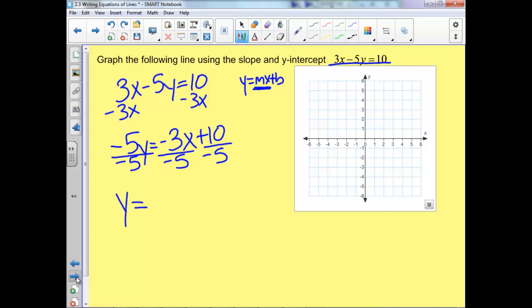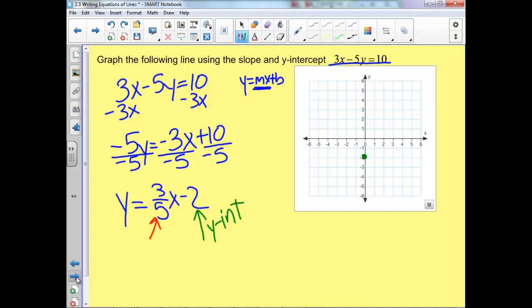For our x's, those negatives will cancel, so we're left with 3/5 x, and then 10 divided by negative 5 is negative 2. And then remember, this is our y-intercept. And thinking back to when we graphed by intercepts, that's going to be our starting point. It's where it crosses the y-axis, so right there.